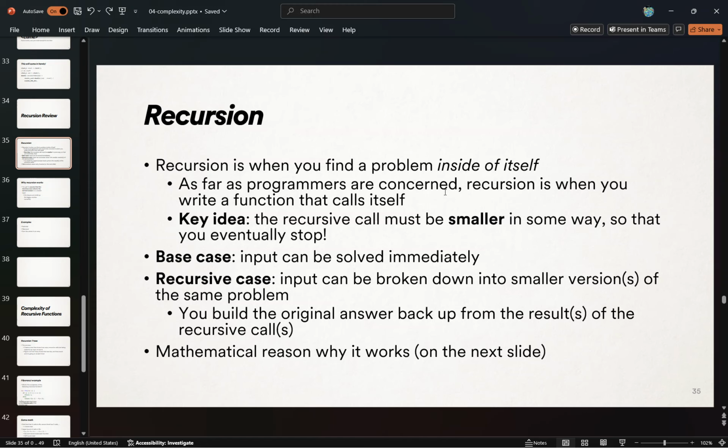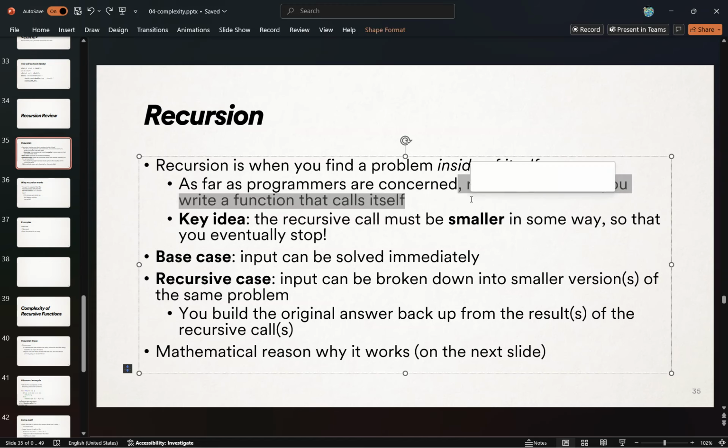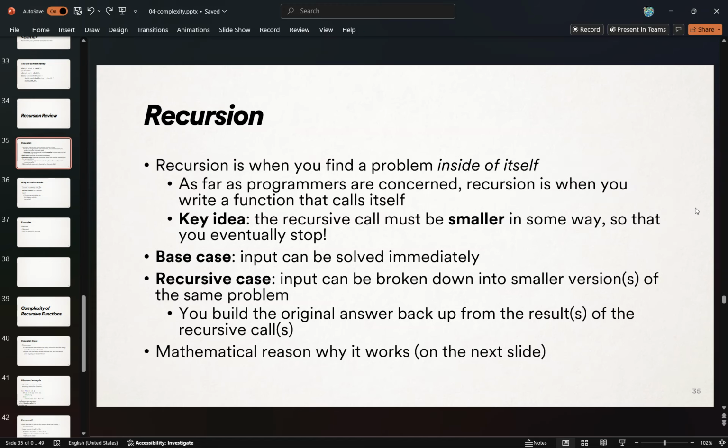And for us as computer scientists, recursion is like we're making a function. That's how we solve things. We're going to make a function, and that function is going to call off to a smaller version of itself. It's going to ask it for an answer and use it to build up its bigger answer. It's always got to be smaller though. When you make a call to yourself, it's called a recursive call. And it's got to be smaller so that eventually things stop.